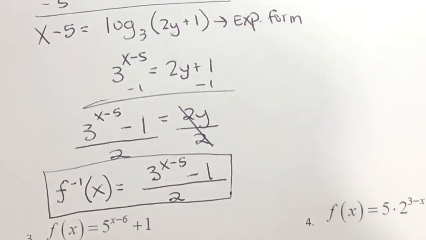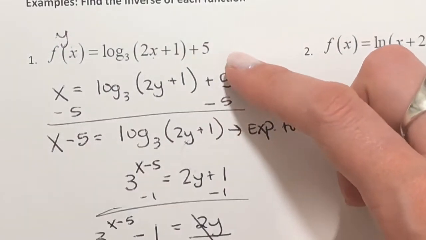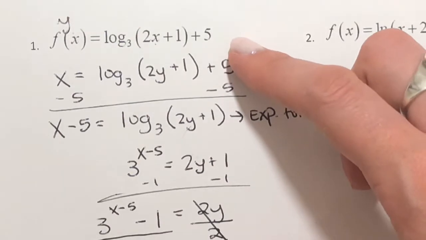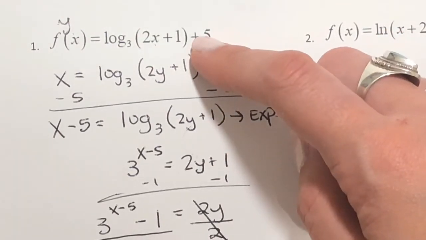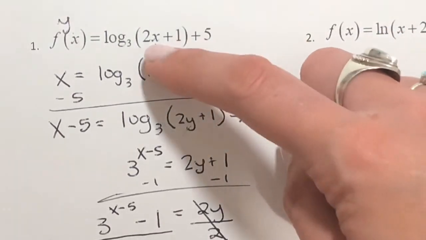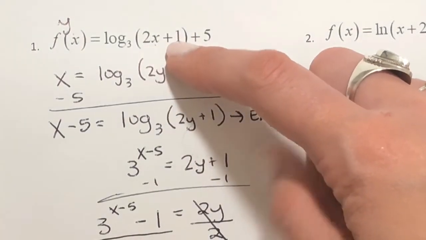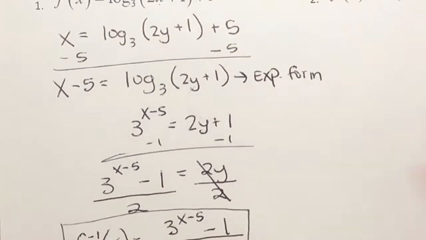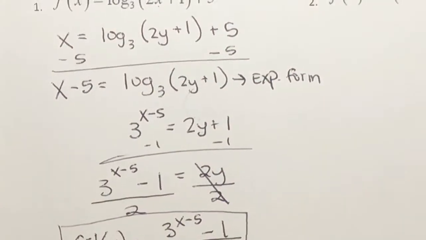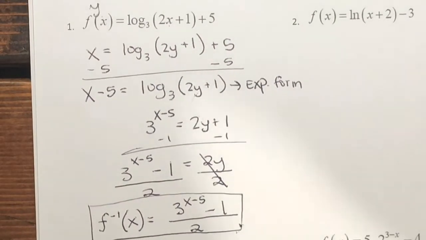If you look at where we started versus our inverse, they do look like inverses. This had a plus 5, now I have a minus 5. This was a times by 2, now I have a divide by 2. This was a plus 1, now I have a minus 1. Remember, they're backwards of each other, and that can help you see that they're inverses. Let's try another one.